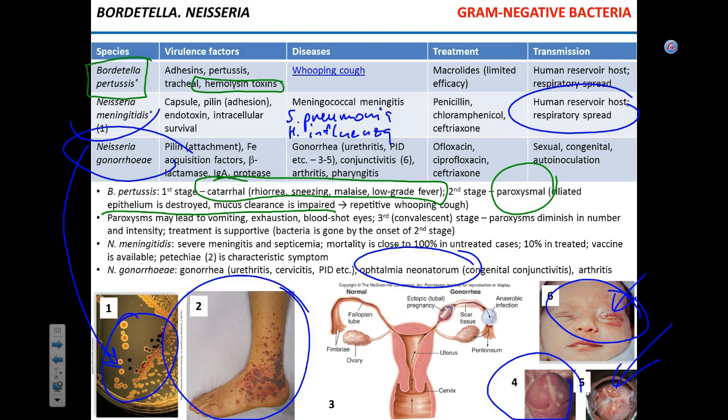The cough can be so violent that it may lead to vomiting and bloodshot eyes. So violent cough leads to the rupture of the blood vessels in the eye. Okay. Now, adults will recover from that condition, and in the third or convalescent stage, paroxysms will become less and less frequent and less intense. Now, this infection is completely vaccine preventable.